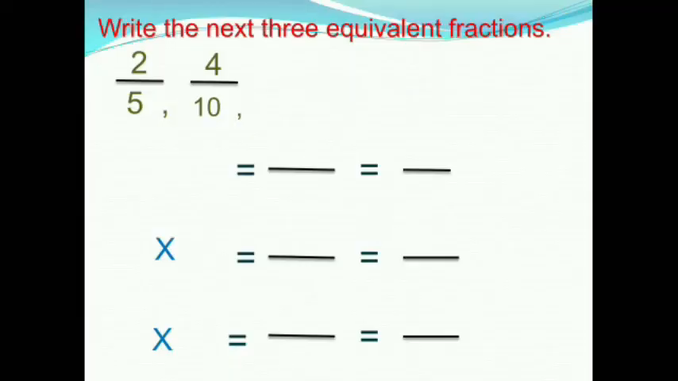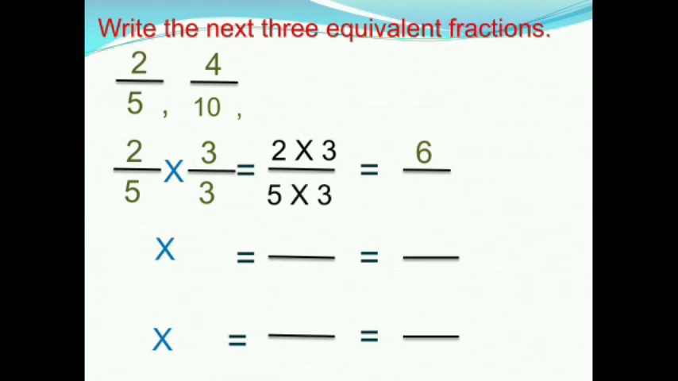Children, now we should write the next 3 equivalent fractions. The first question is 2 by 5. They have already given the second fraction. Now we should write the third fraction. If we want the next equivalent fraction, we should multiply the numerator and denominator by 3. 2 into 3, 2 3s are 6. 5 multiplied by 3, 5 3s are 15. The next equivalent fraction is 6 by 15.